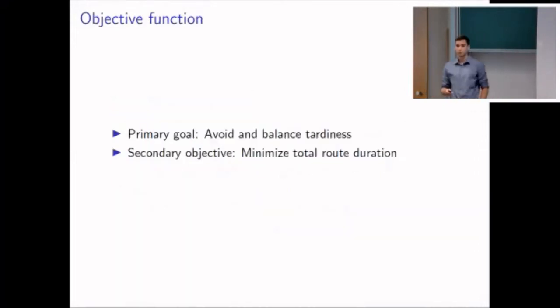Now that we know that we have to construct routes, we have to clarify what we want to achieve with those routes. And our utmost objective is to avoid tardiness as much as possible. But if it's unavoidable, then we at least want to balance it over the orders. The secondary objective is to minimize the total route duration, which can also be understood as the total active labor time of our drivers.